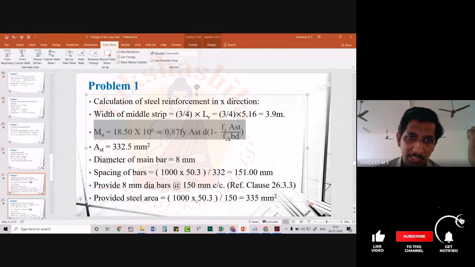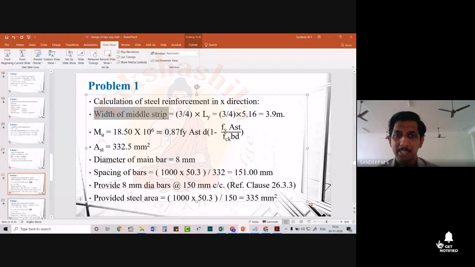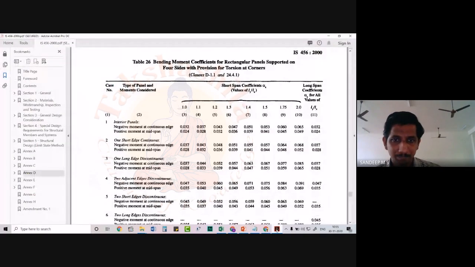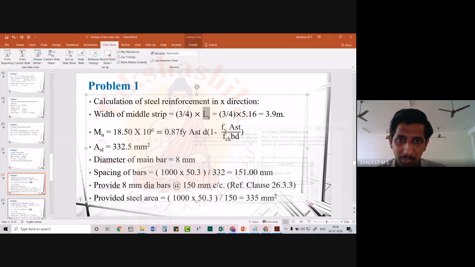And again, please note, at this particular stage, we are designing for the middle strip alone. So the width of the middle strip will be, as we have already seen, 3/4 of your Ly. So basically, as per the figure given in your IS code, you can see that when you calculate the reinforcement along the x direction, they have actually kept this figure like this. That is the reason why we are also following the same. So we are just now designing in this direction. So first thing is that we have to find out the width of this middle strip, that will be 3/4 Ly. So coming back here, 3/4 Ly, that is equal to 3.9 meters.